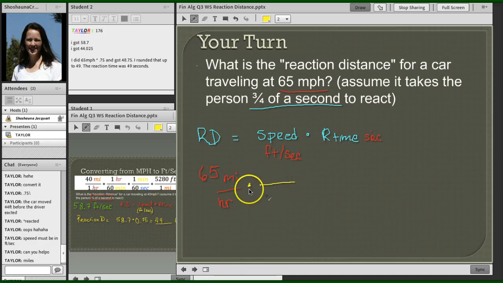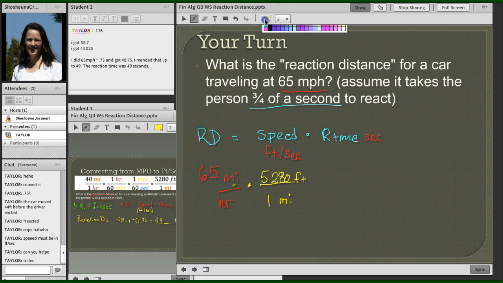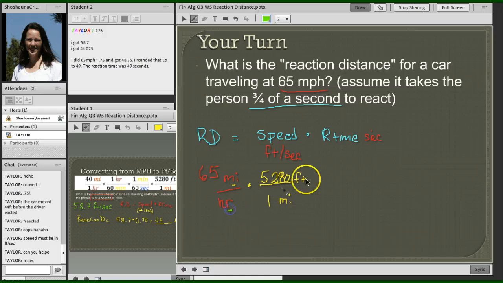Okay. So then we know we want to cancel our mile because it's in the numerator, so we want our mile in the denominator. So 1 mile is 5,280. And then change colors because we can. Now we're going to focus on the hour. So we need it in the numerator. So 1 hour.